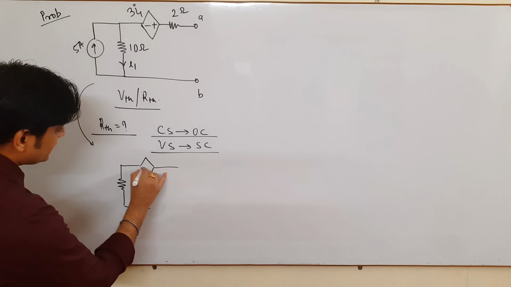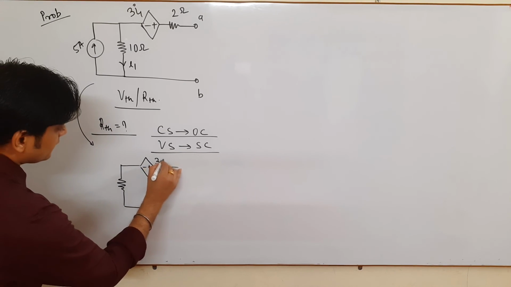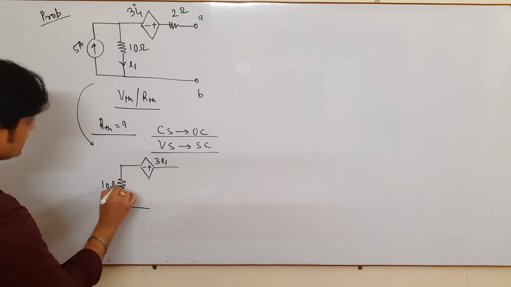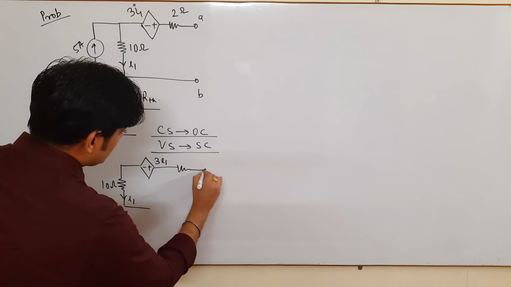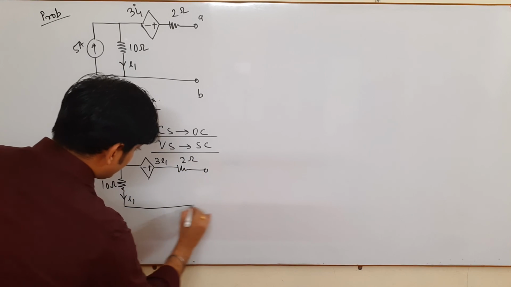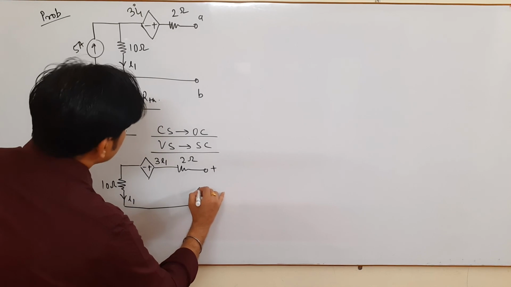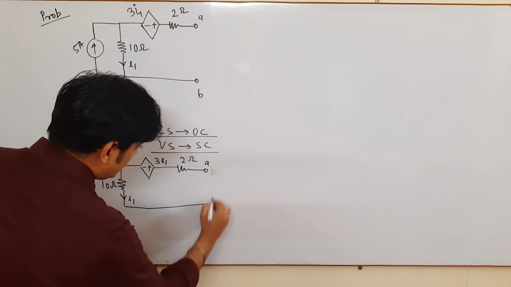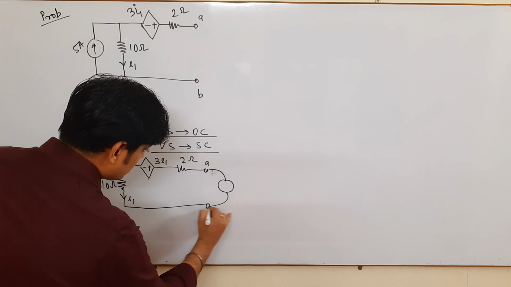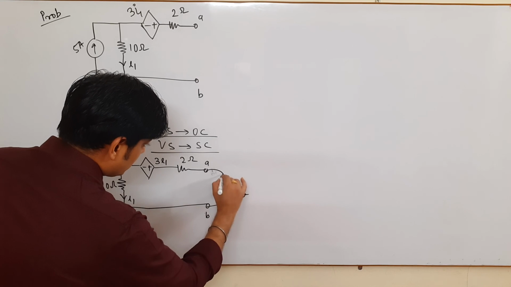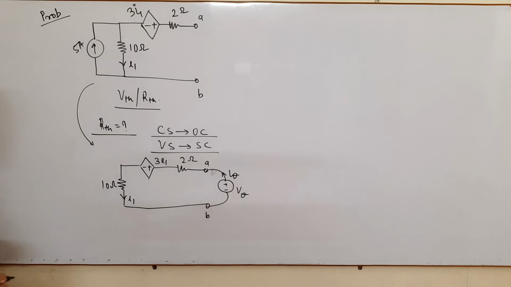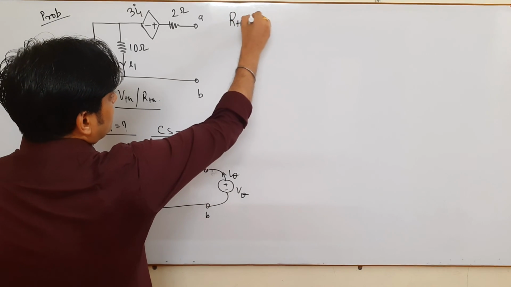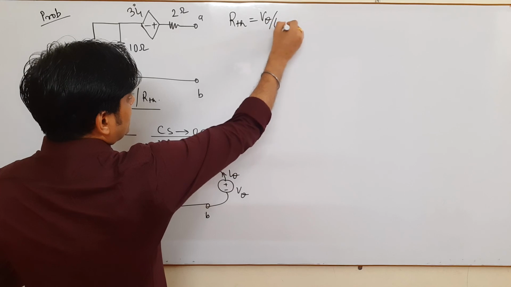Since it is a dependent source, it remains as it is here, with the dependency mentioned in this branch. This is your 10 ohm resistance, here it is 2 ohm resistance, and this is your terminal AB. Now I am connecting one source, that is V theta, having current I theta. One can find RTH with the ratio of V theta upon I theta.